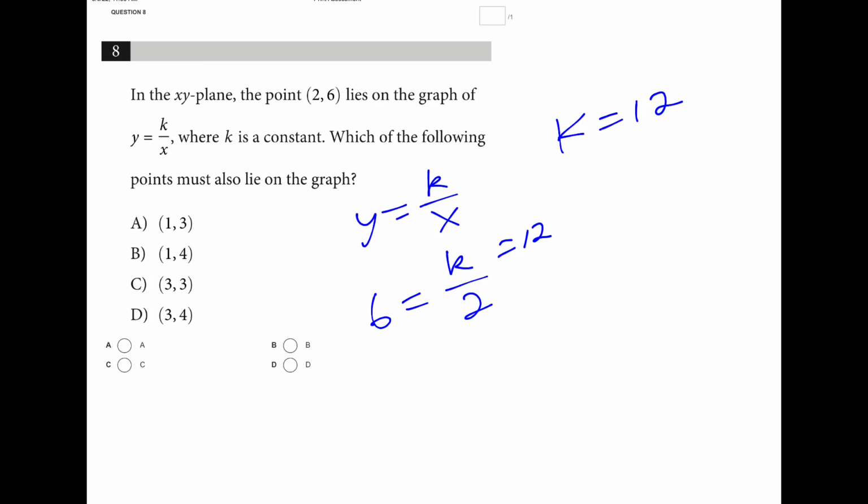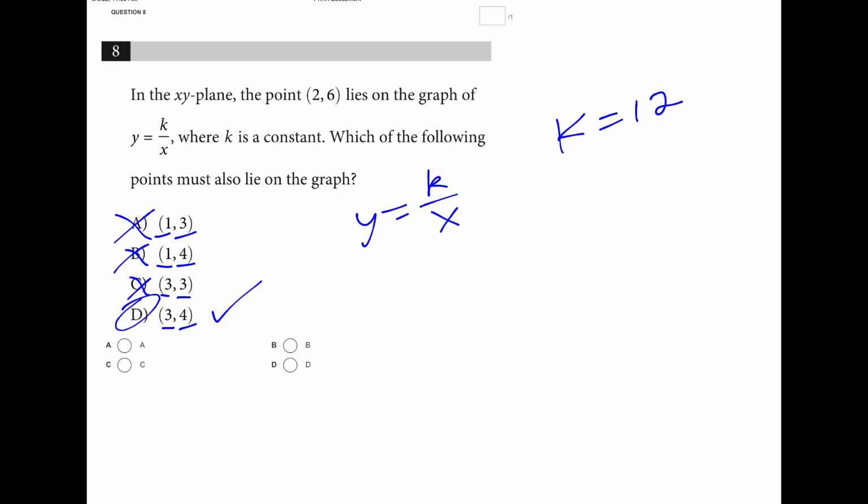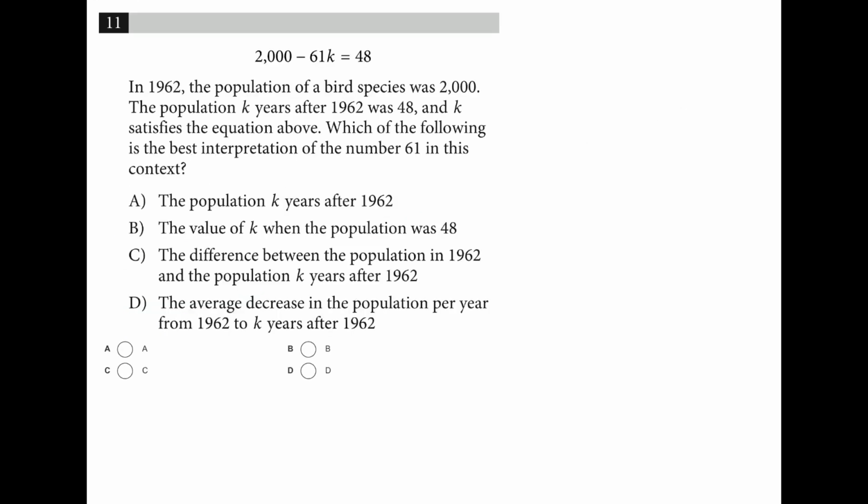So we could then plug in some of these other ones, just guessing and checking, into this equation and see what makes sense. Is 3 equal to 12 divided by 1? No. Is 4 equal to 12 divided by 1? No. Is 3 equal to 12 divided by 3? No. Is 4 equal to 12 divided by 3? Yes. There's our answer.